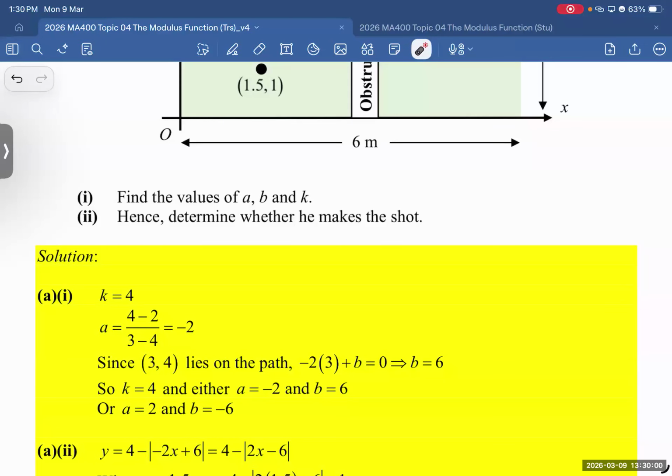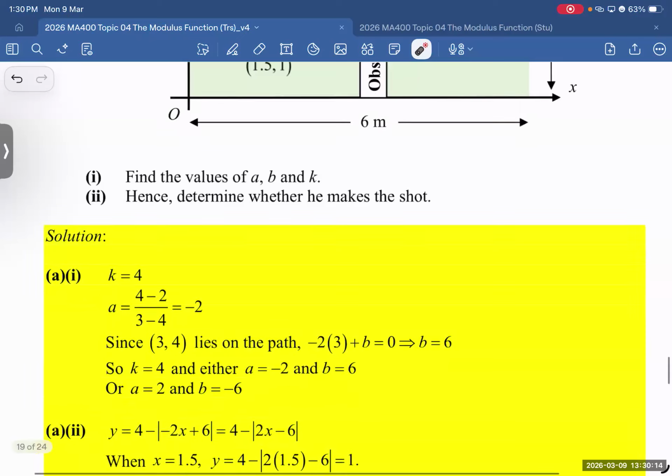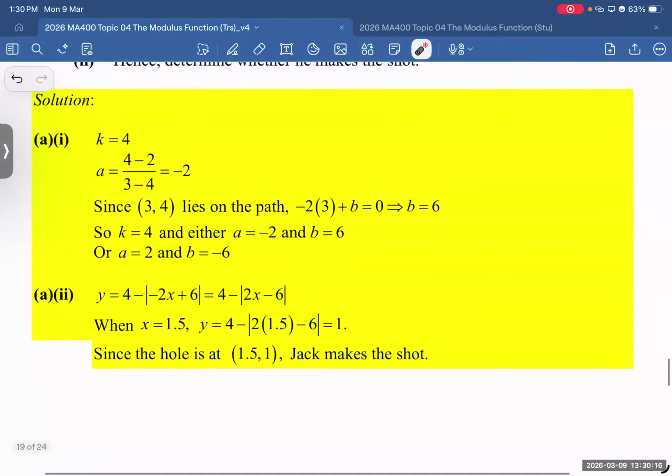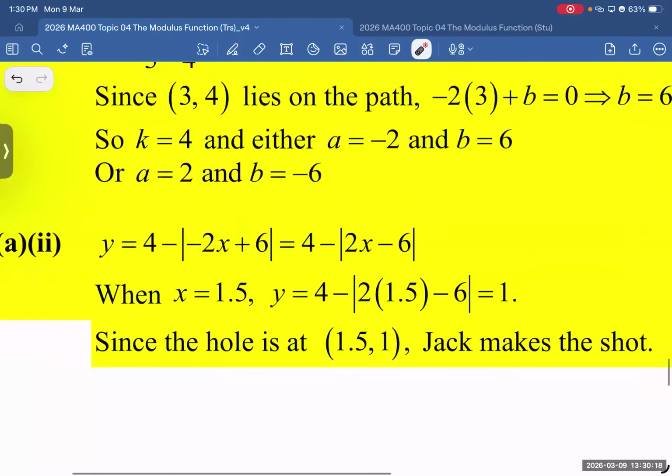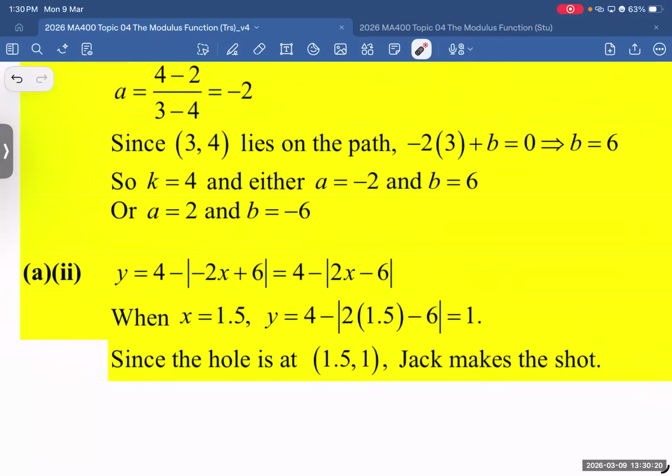So determine whether he will make the shot. Did he make the shot yet? He made the shot? Correct! Sadhana is the first person to answer it. Well done. He made the shot, because when you substitute, you found that he fulfills the equation. So Jack did make the shot.